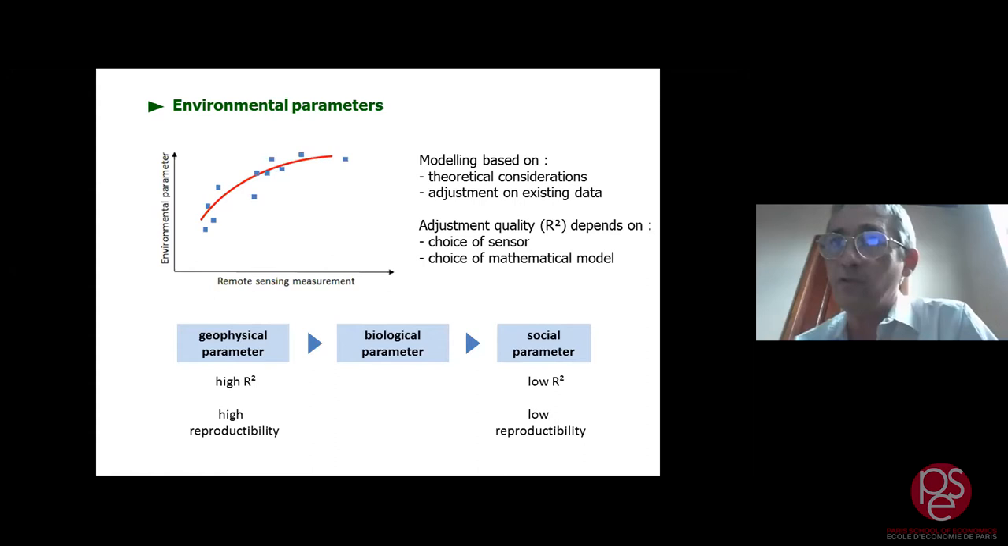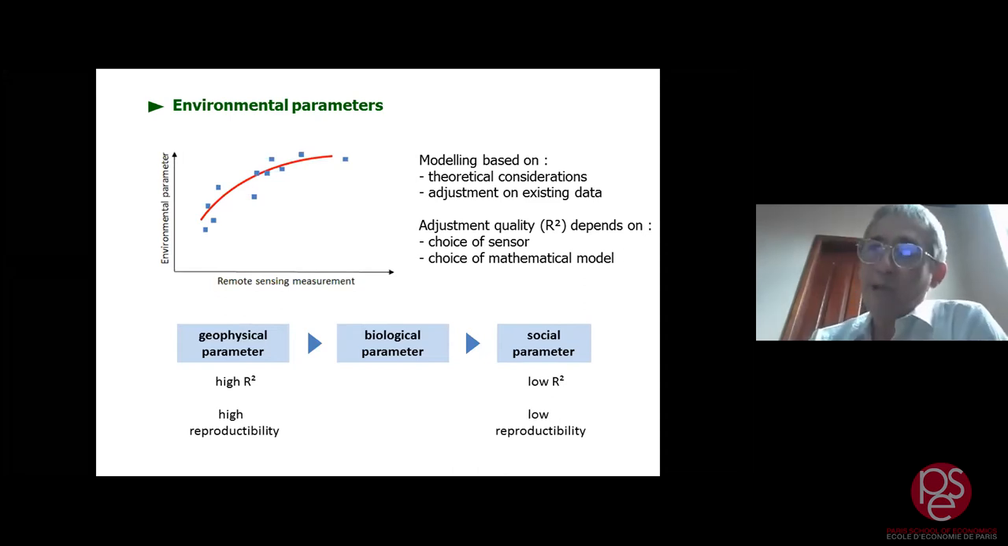So if I consider the three kinds of parameters, the biological ones mainly describe the vegetation. I will also show an example on mosquitoes, which is a kind of biological phenomenon, and social parameters, which are the characteristics of the Earth surface in terms of human occupation.